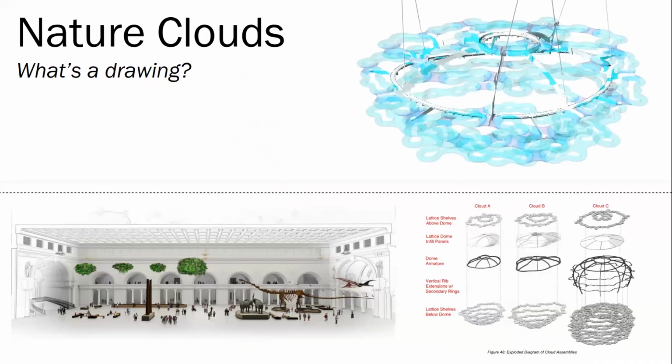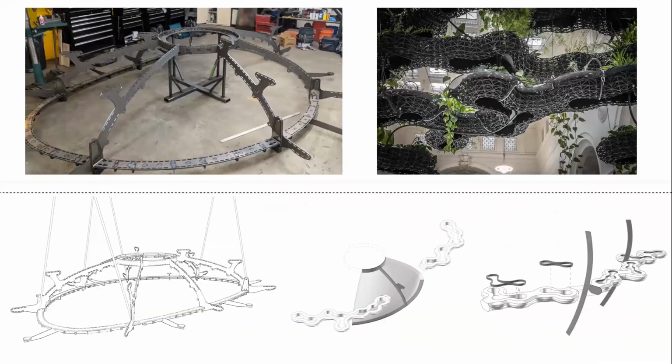What's a drawing? This project, Nature Cloud, installed in the Field Museum in Chicago, is a hanging garden installation we worked on with Branch Technologies. Essentially a series of steel substructures holding up a 3D printed substrate, which then holds up the plants inside of it. Like I said, this was a project where we avoided drawings entirely and went straight from the digital model into fabrication. We also were involved in developing the construction sequence and how things go together. All of this was parametrically built, so any changes upstream result in direct changes to the model downstream.